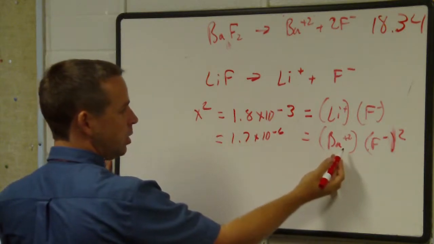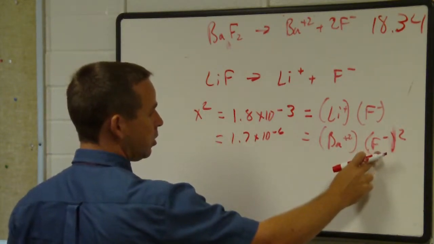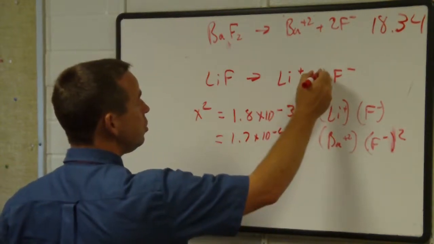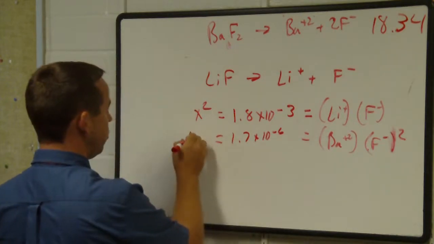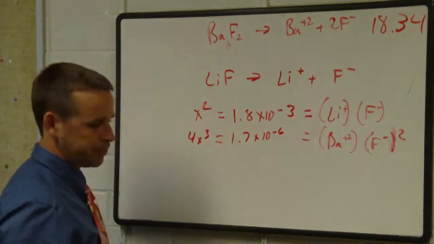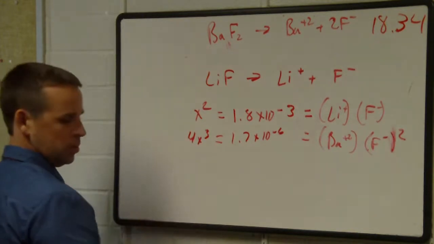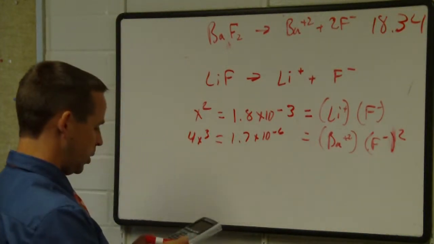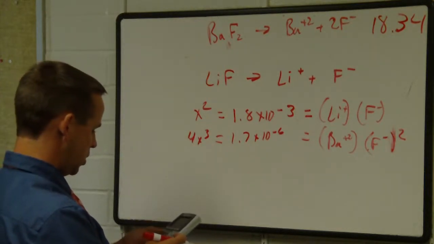For this one, it's going to equal, again, the concentration of fluoride in here is going to be 2 fluorides, right? 2s. So it's going to be, again, the 4x cubed. All right? So we have to solve for x for each of these. 1.8 times 10 to the minus 3. Take the square root of that.